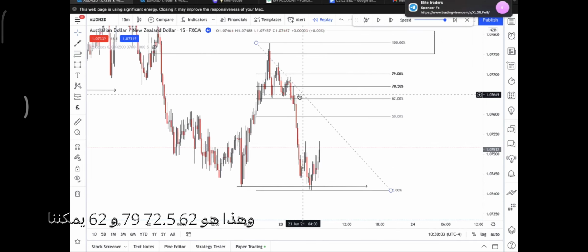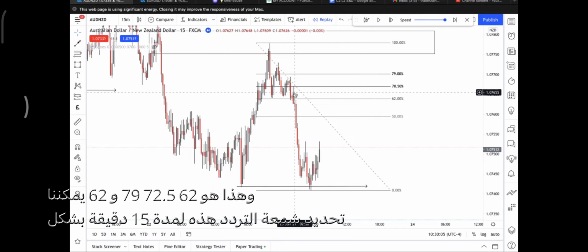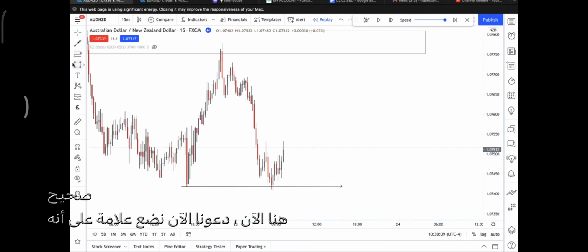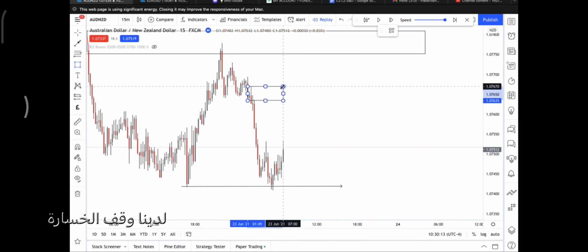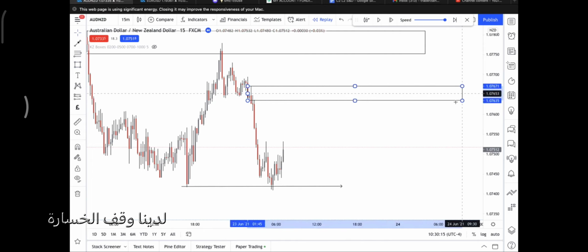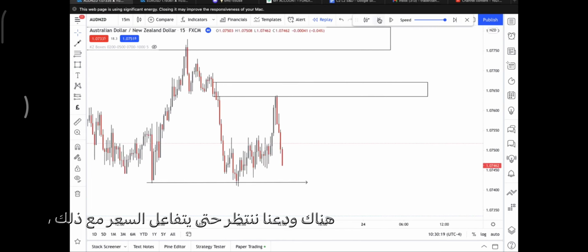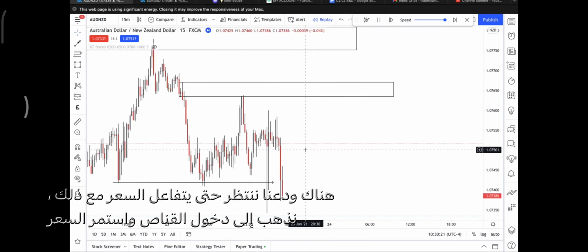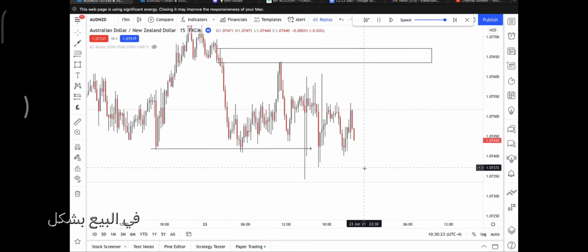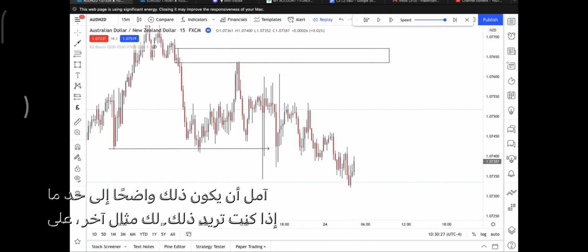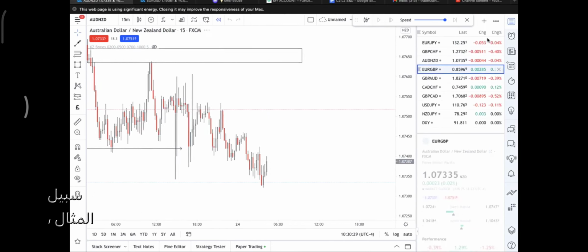The 62%, we can clearly identify this 15-minute indecision candle right over here, right? So now let's mark that out with our stop loss right there, and let's wait for price to react off it. There we go, sniper entry, and price continued to sell off, right? I hope that was fairly straightforward. If you want, I can show you another example.